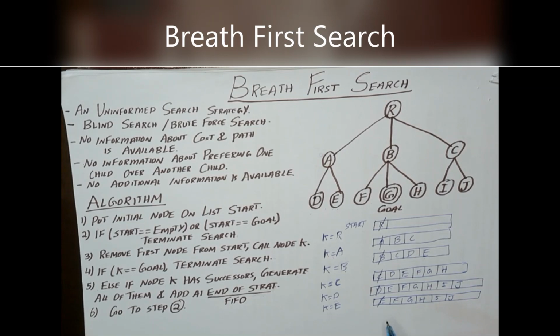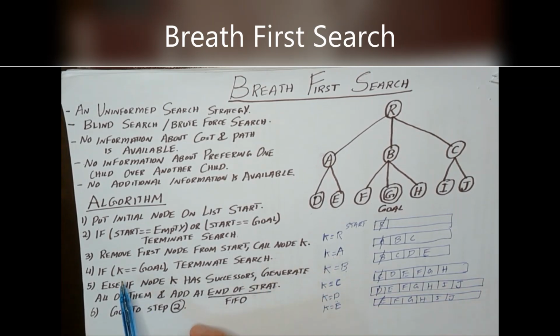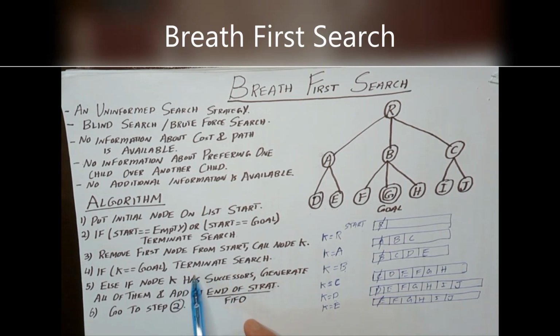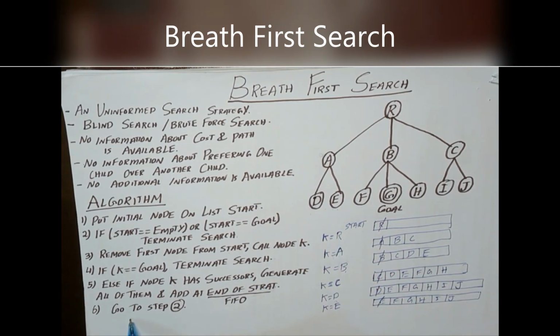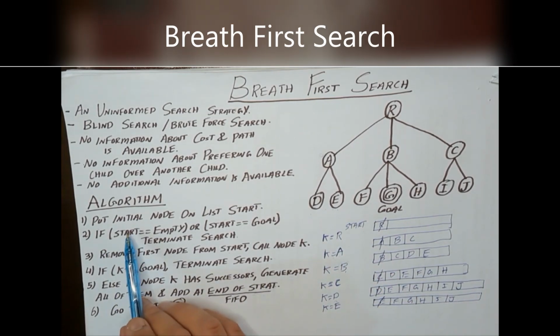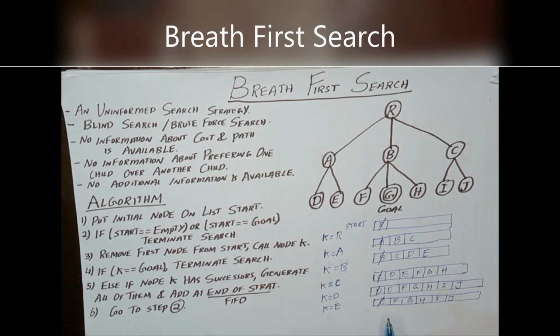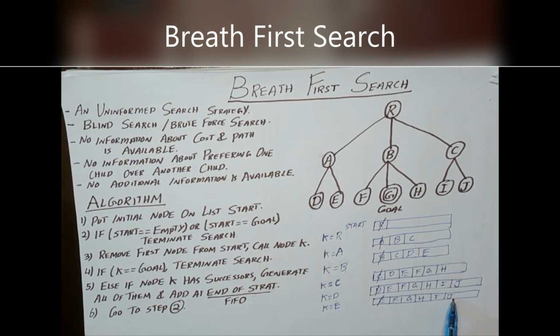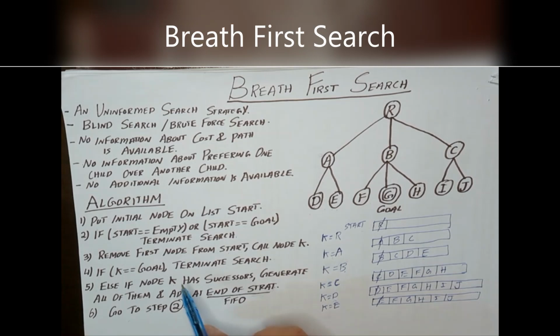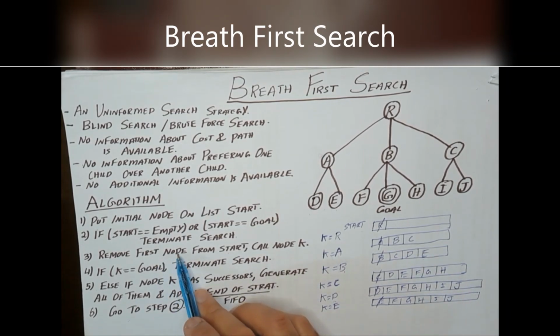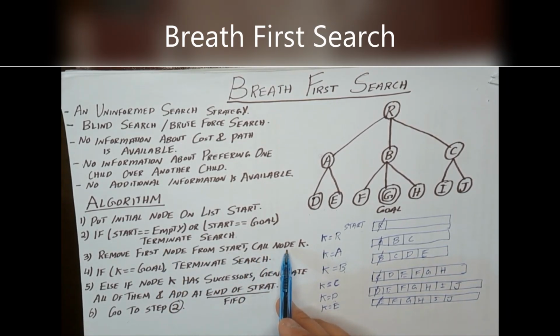So again we will see if K is goal, no, still not yet goal. Move to the fifth one. Does E have successors, no, no more successors. We will move to the sixth one, and from here again we will move to the second one. See again, is it empty, no, it is not empty. Is it goal, also not goal. Move to the third one.